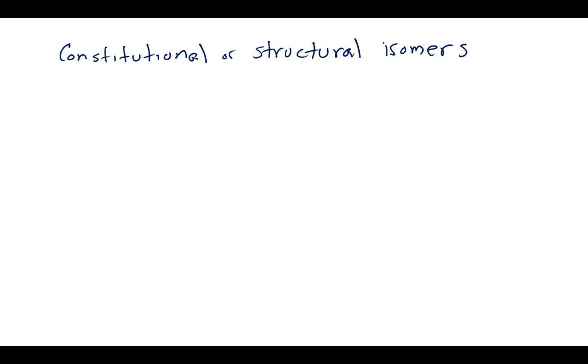Isomers is not a large part, but it is a major part of organic chemistry, especially biological chemistry, where one isomer can be beneficial to the body and another isomer can be deadly to the body. So what are isomers? Well, isomers are substances that have the same molecular formula but different structural formulas.